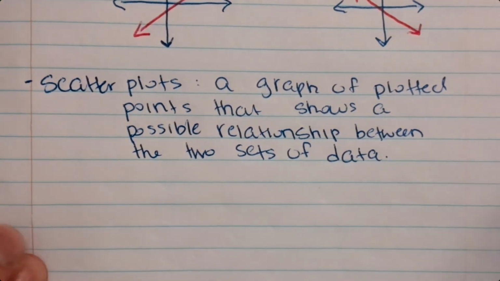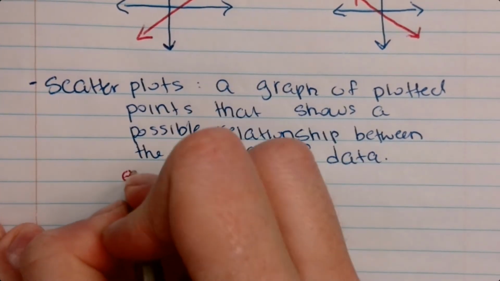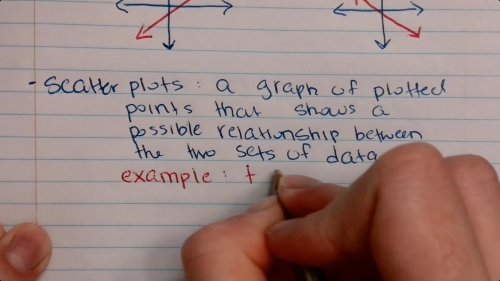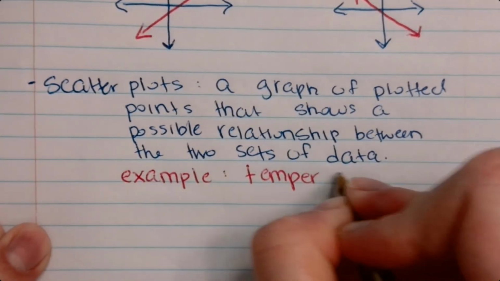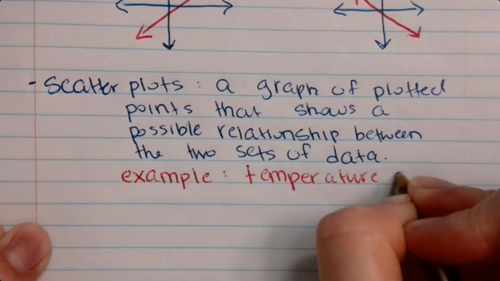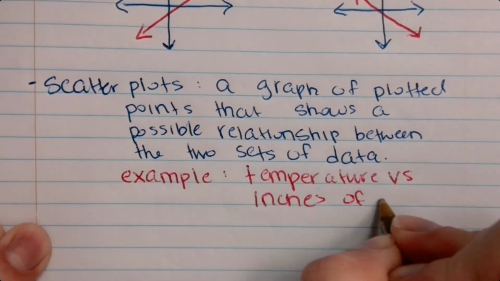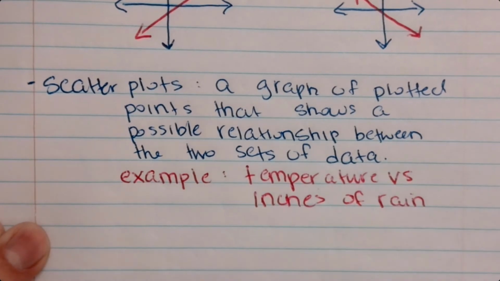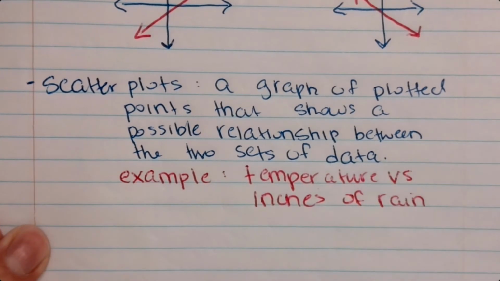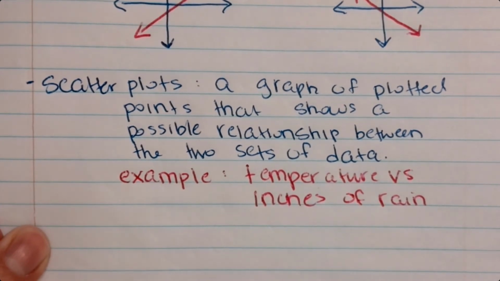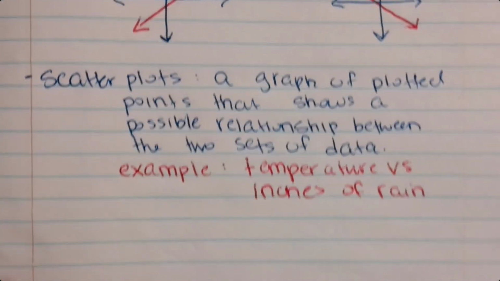So an example of that may be temperature versus inches of rain. So the biggest thing you have to remember is you have to be able to give it a number value. All right. So we are going to do the quick types, and then we will go into some examples.